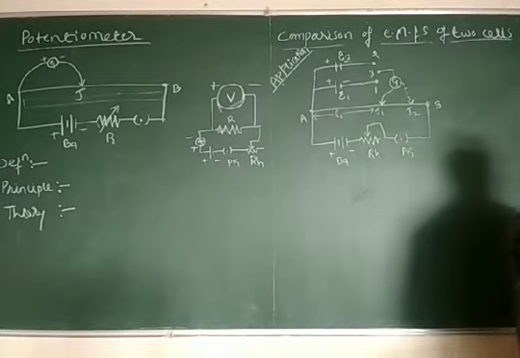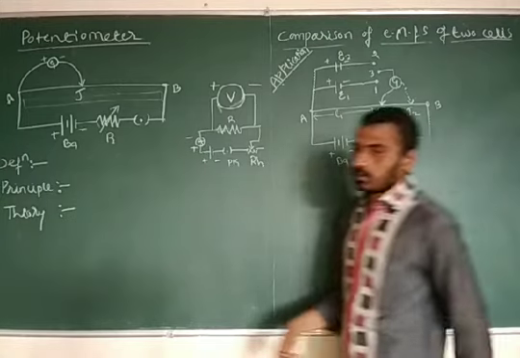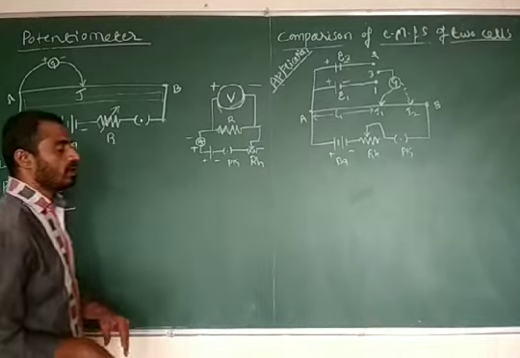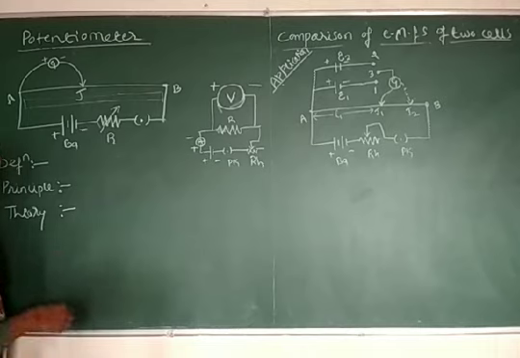See, this has a huge structure which requires a lot of space to locate it. That is the drawback of a potentiometer. Other than that, it has a greater advantage over the voltmeter. That is about the definition.